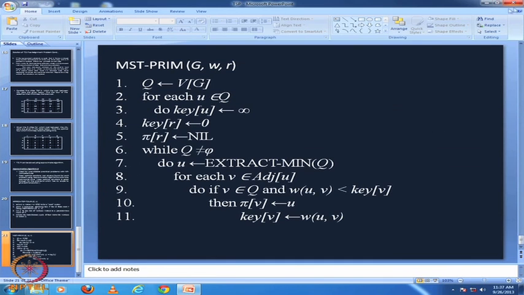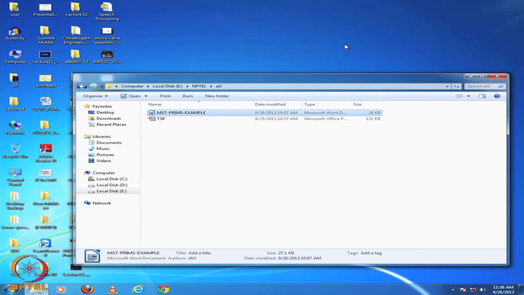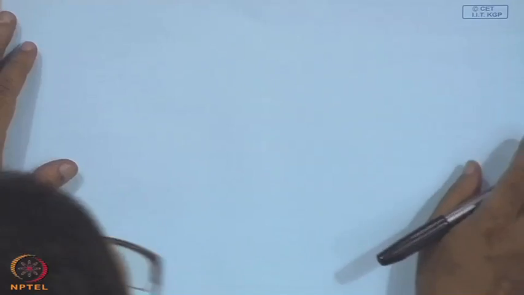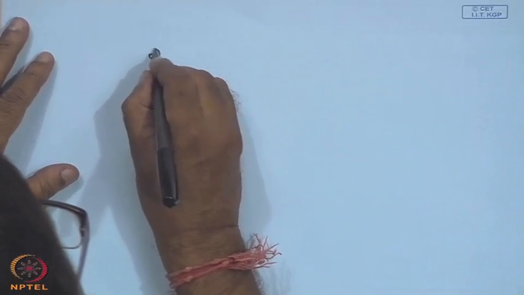So, what I will do now is take this example first. Let us take the example. Suppose you are having something like this.